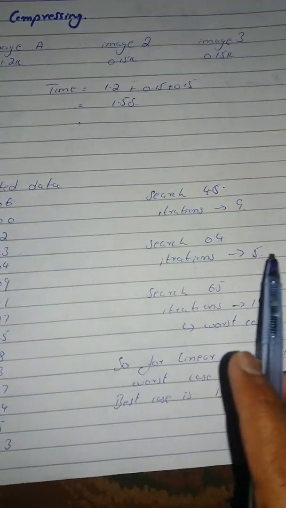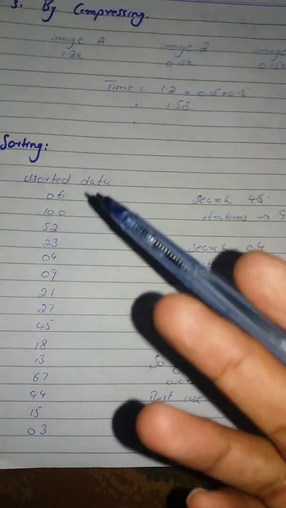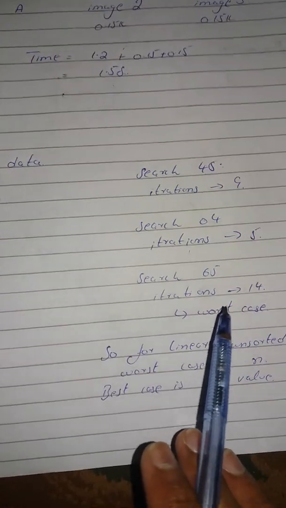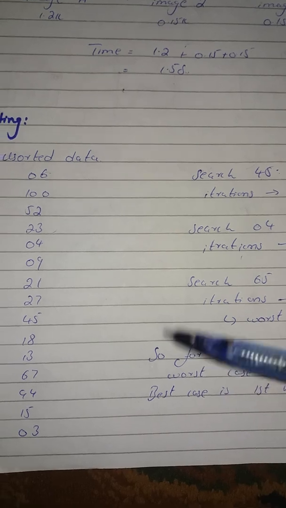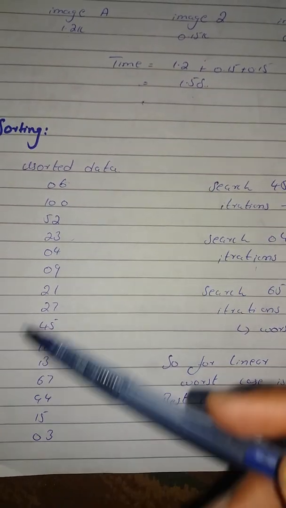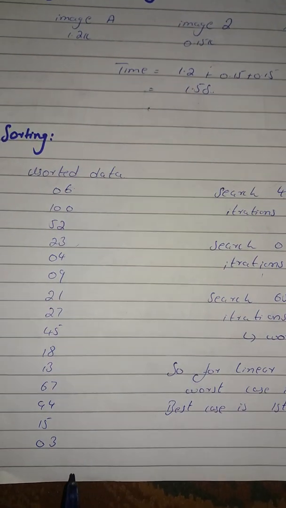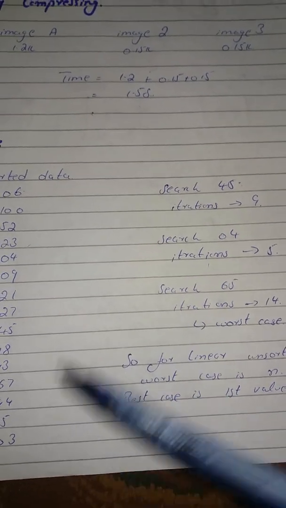Let's suppose we have to search for 65, which, as you can see, is not present in this unsorted data. So here this is the worst case. The system won't detect instantly that there is no 65 in this unsorted data, but it will go through all the iterations, and then it will say no, there is no 65. So this is the possible worst case.